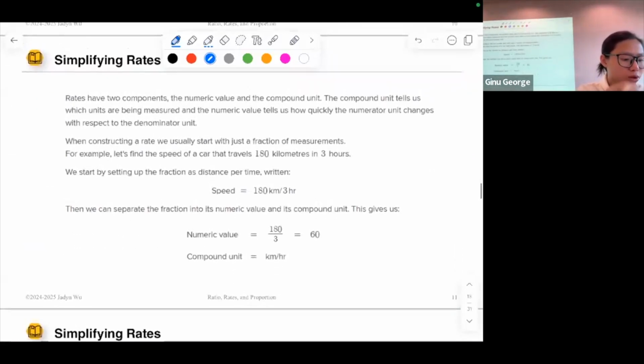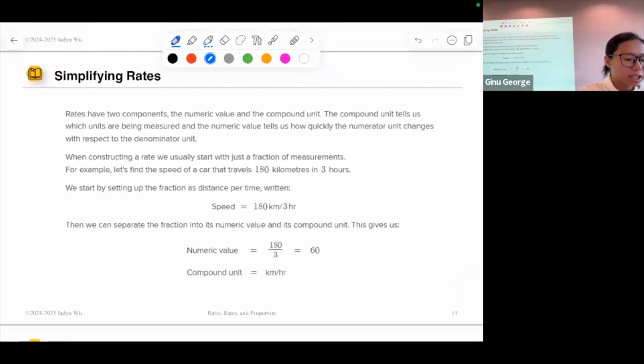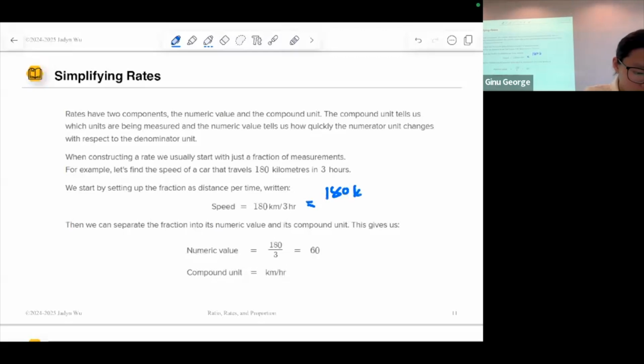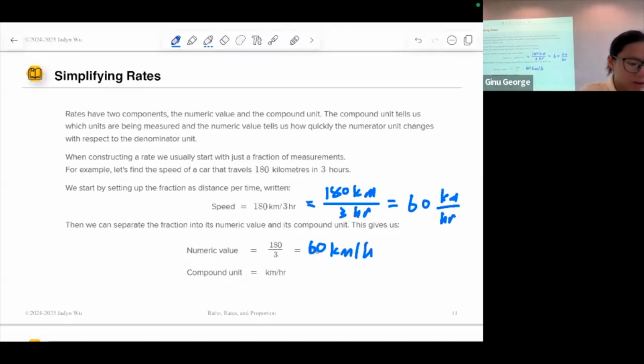The next thing is that sometimes we want to simplify the rates. In this case, the example is the speed of a car, maybe a speed of 180 kilometers in 3 hours, but we may want to know the speed in 1 hour, or in 1 second or 1 minute. So most of the time we need to simplify the rates. How we calculate speed is still the distance traveled, 180 kilometers, over the 3 hours. We calculate it as 60 kilometers per hour, or we can write it as km per h. You can see the compound unit simplified here is just kilometers per hour after we simplify the rate.